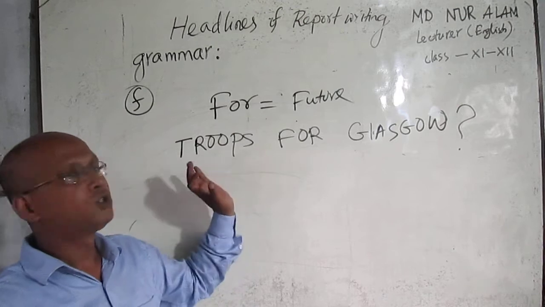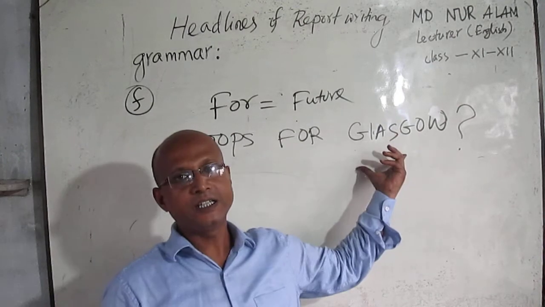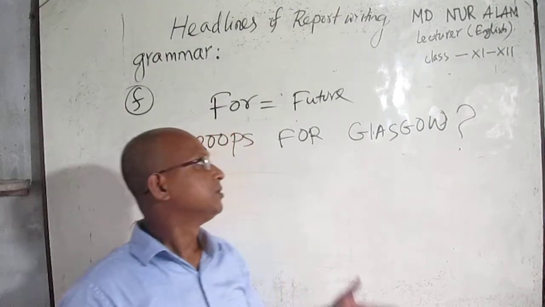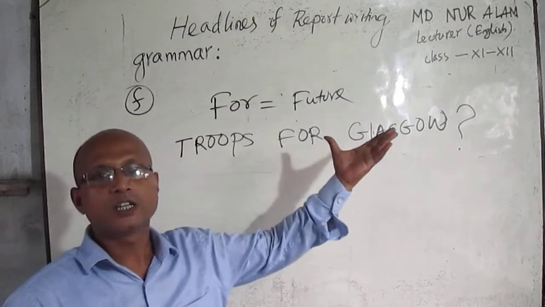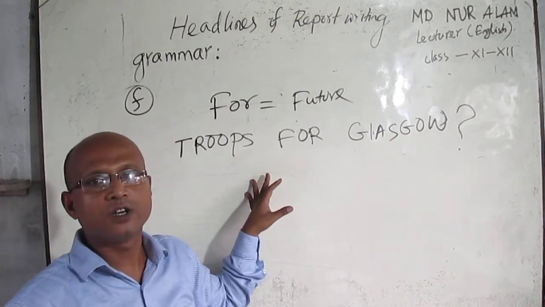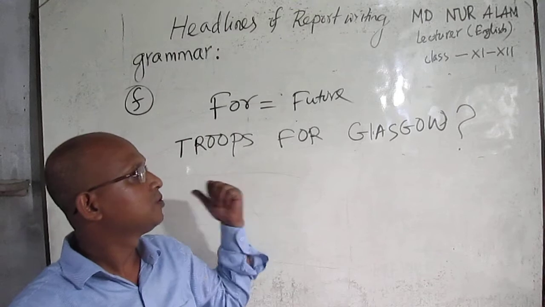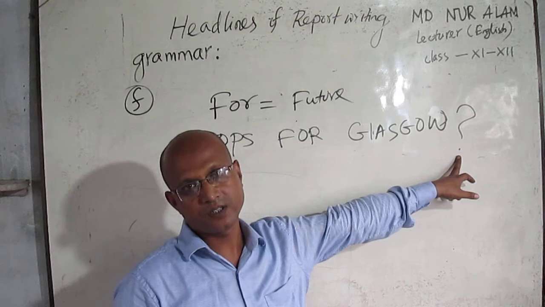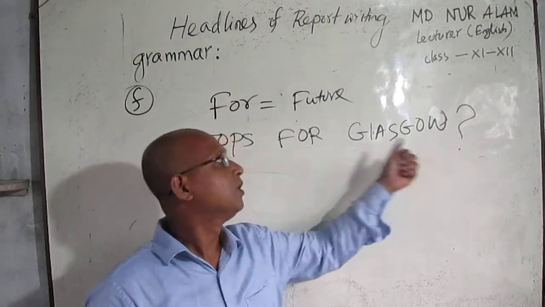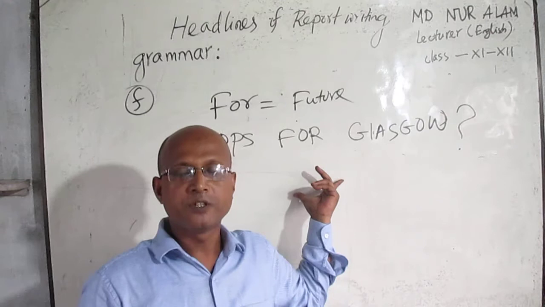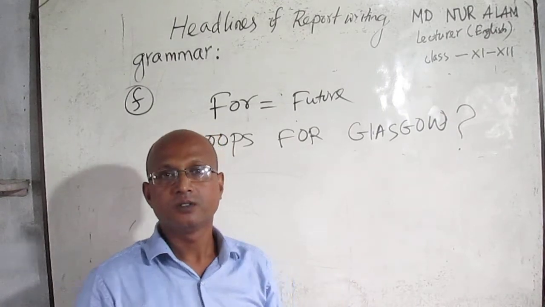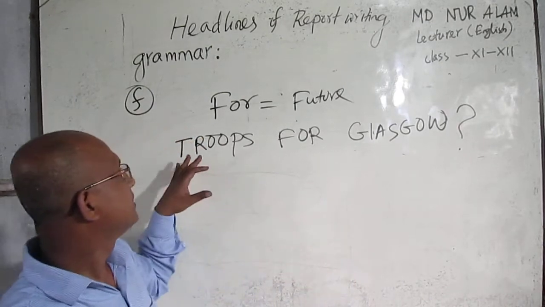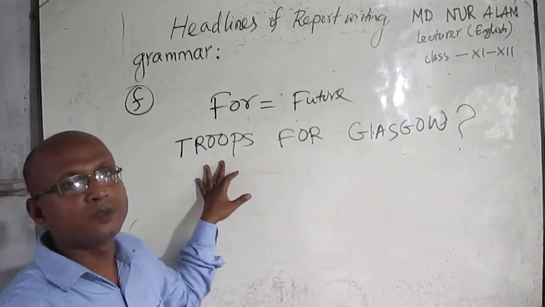Look at the headline. Troops for Glasgow, and at the end of the headline there is a question mark. But you know, this is not a complete sentence, nor an interrogative sentence. So why do headlines use a question mark at the end? The answer is very easy: when the reporters of the newspaper are not sure if the headline is true or not. Am I clear?